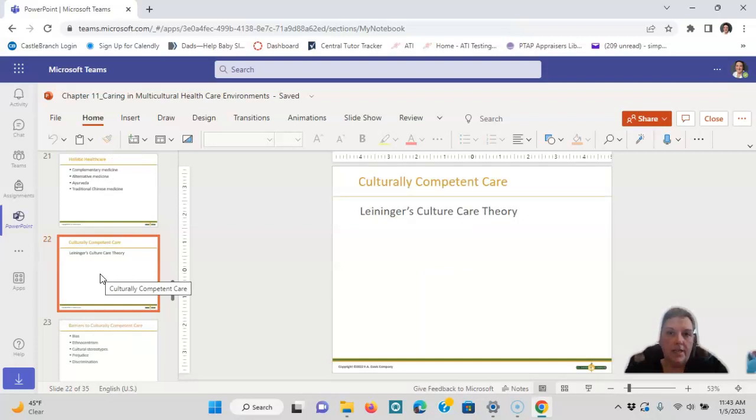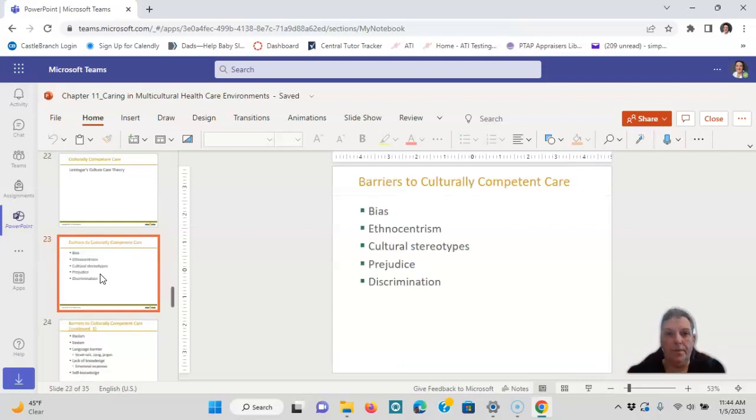In Leininger's cultural care theory, she has an entire theory around culturally competent care. And generally, culturally competent care means knowing what the culture is like and what their beliefs are, but also asking the patient because you don't know what level of involvement that they have in that. So it's always best just to ask the patient.